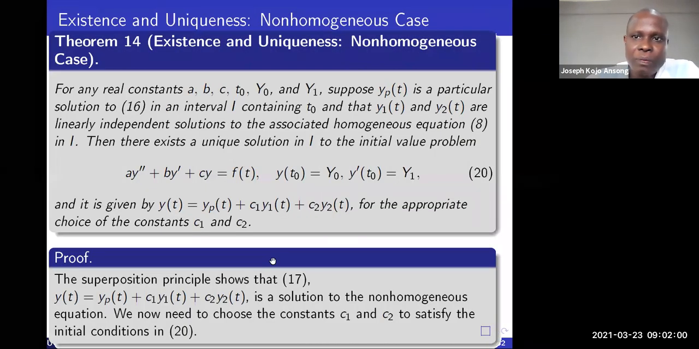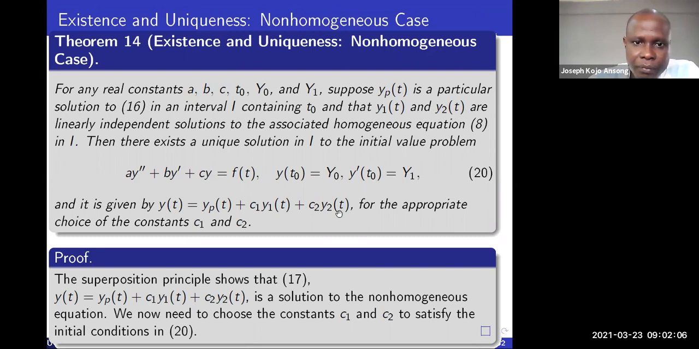Good. So here is the existence and uniqueness theorem for non-homogeneous equations. It says for any real constants a, b, c, t0, y0, and y1, suppose that yp is a particular solution to the non-homogeneous equation, equation 16, in an interval I containing t0, and that y1 and y2 are linearly independent solutions to the associated homogeneous equation, equation 8, in I. Then there exists a unique solution in the interval to the initial value problem given by this.